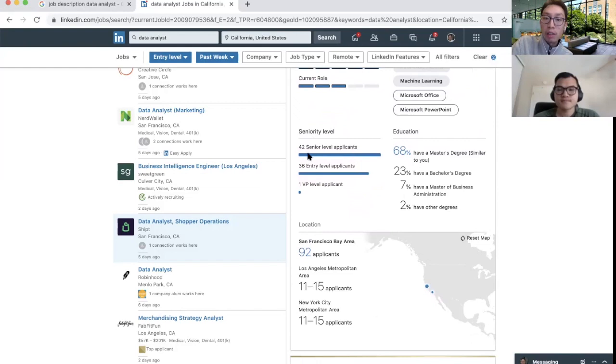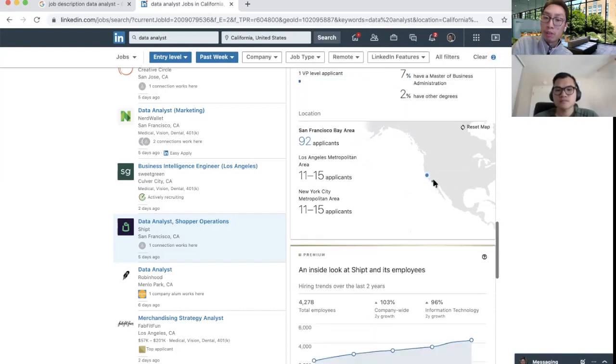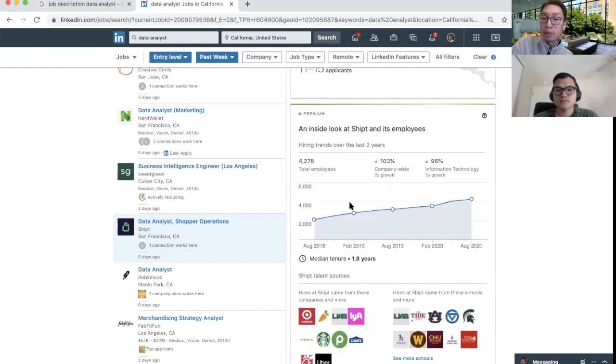And similarly, you could see what level of candidates are applying for such a role, what's their education background, where are they located, that type of thing. And then I actually like this view too.